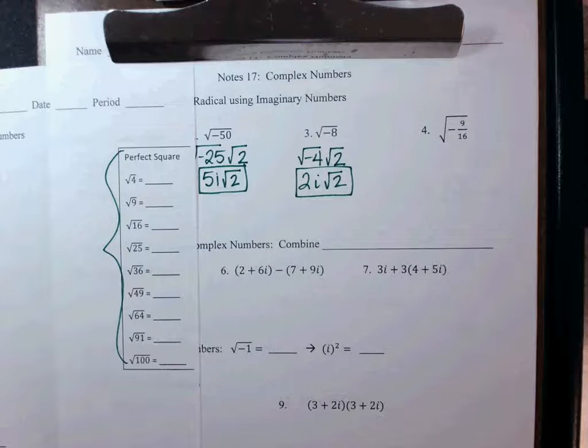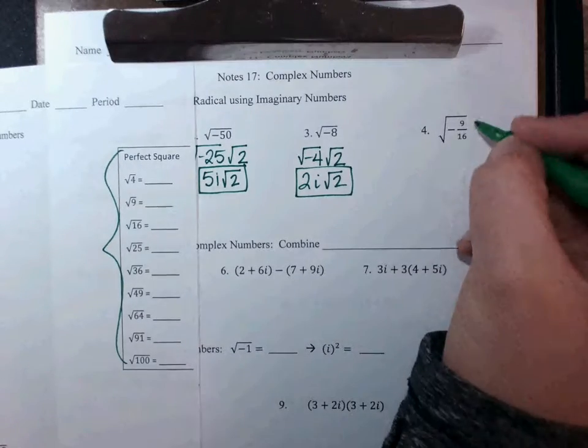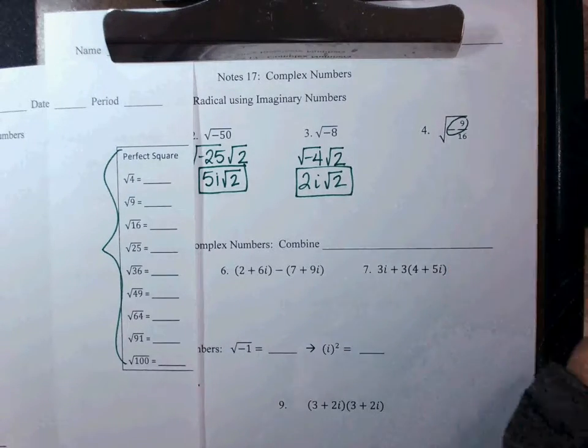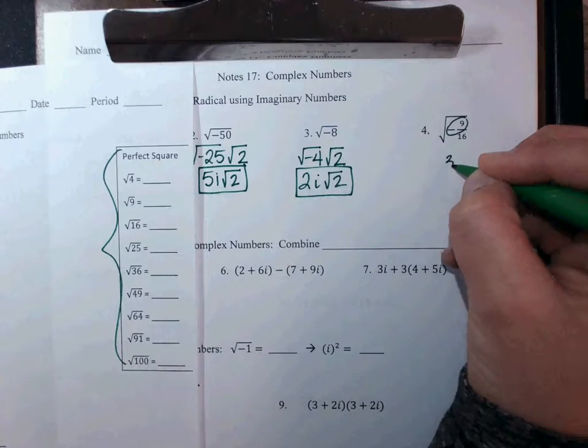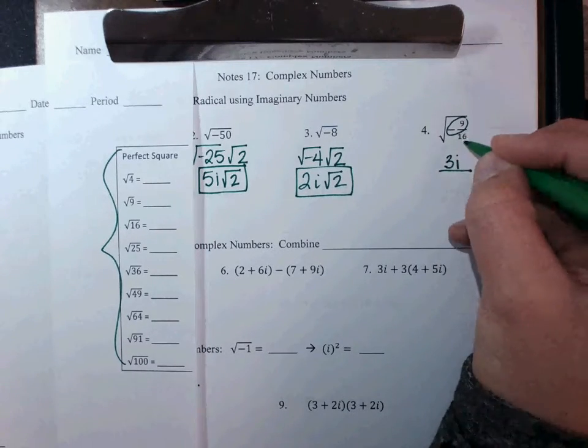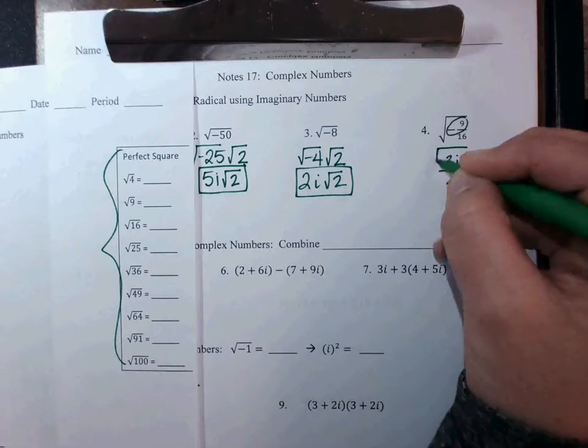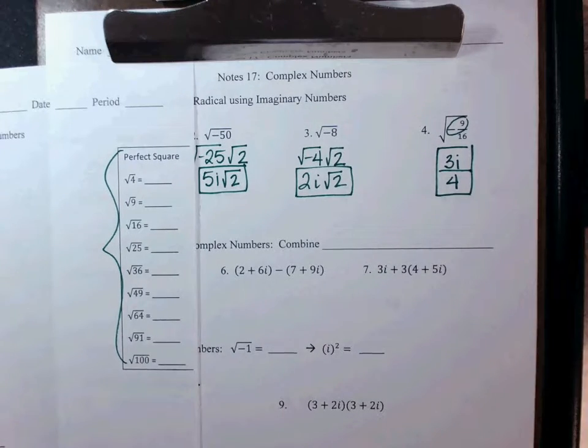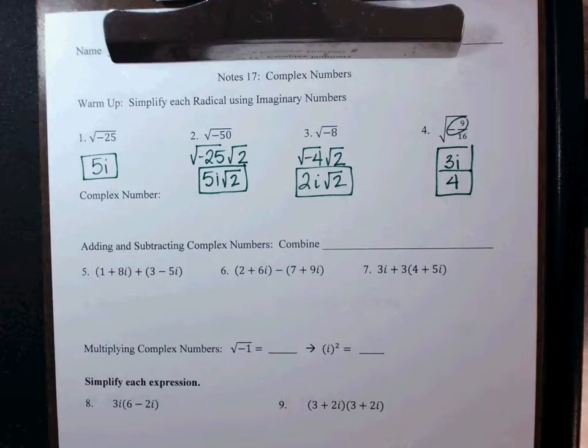Okay, last one. Remember, if it is a fraction, you can just include the negative with the top. So, what is the square root of negative 9? 3i. What is the square root of 16? 4. Remember that fractions have that special property that you can do the top and the bottom separately.